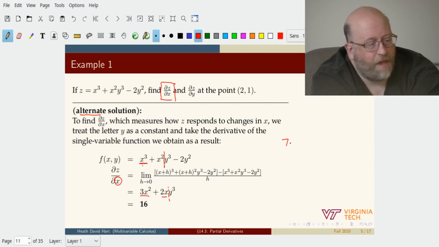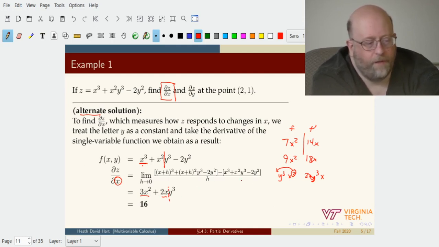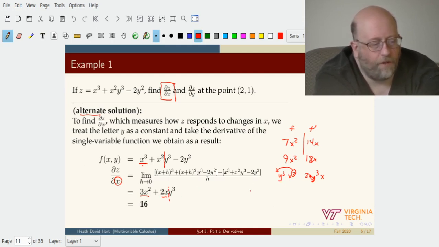If this had been 7x squared, the derivative would have been 14x. The x squared becomes a 2x, and the 7 doesn't change, it just combines with the 2. If this had been 9x squared, the derivative would have been 18x, and if this is y cubed x squared, the derivative would have been, the 2 comes down, we get 2y cubed times x, which is what we have here, except I've written this 2x times y cubed. But the idea is that nothing happens to the y cubed in the process.